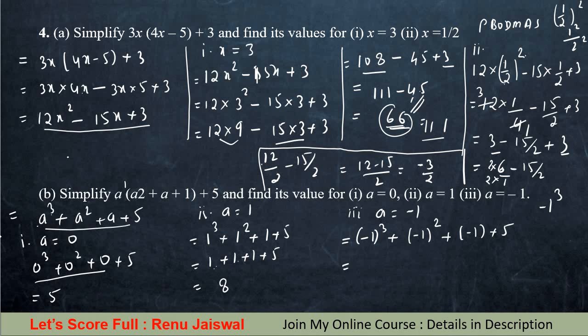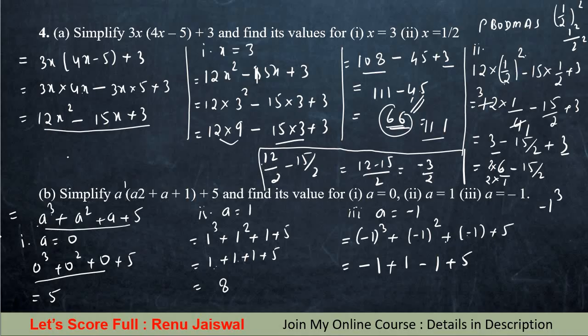So we have learnt any number with negative and have odd power, the answer will come negative. Odd power is giving me negative. So it is minus 1. Any number, even power, it will give me plus. So outside plus, inside plus will give me plus. 1 square is 1. Then here plus and minus will give me minus 1 and then 5.